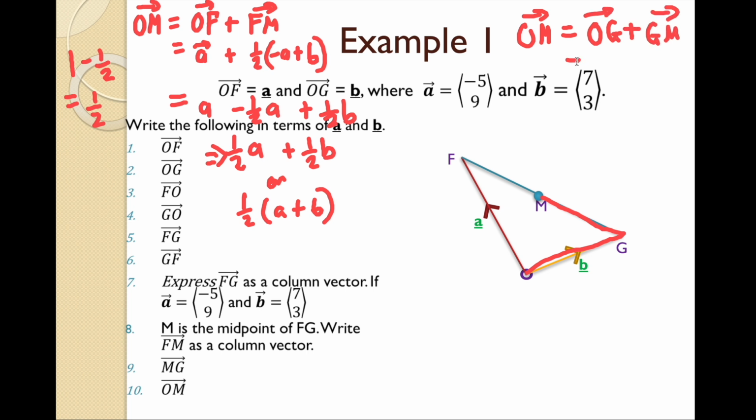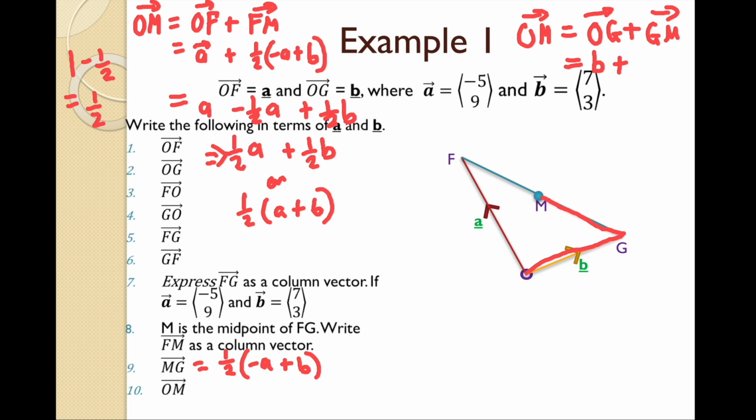So the question is, what is OG? OG is B. Excellent. Now, the question is, what is GM? Earlier we worked out MG, which we said was the same as FM, which was half negative A plus B. That's what we said, right? Now, guess what happens.